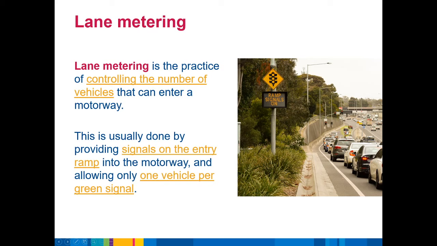The actual release rate varies depending upon the capacity of the highway, but this is all done so that the vehicles on the main way can flow better. We've got an ideal flow rate. We do this by having signals on the entry ramp, one vehicle per green signal. It's pretty straightforward. People tend to understand and behave and do what they should.